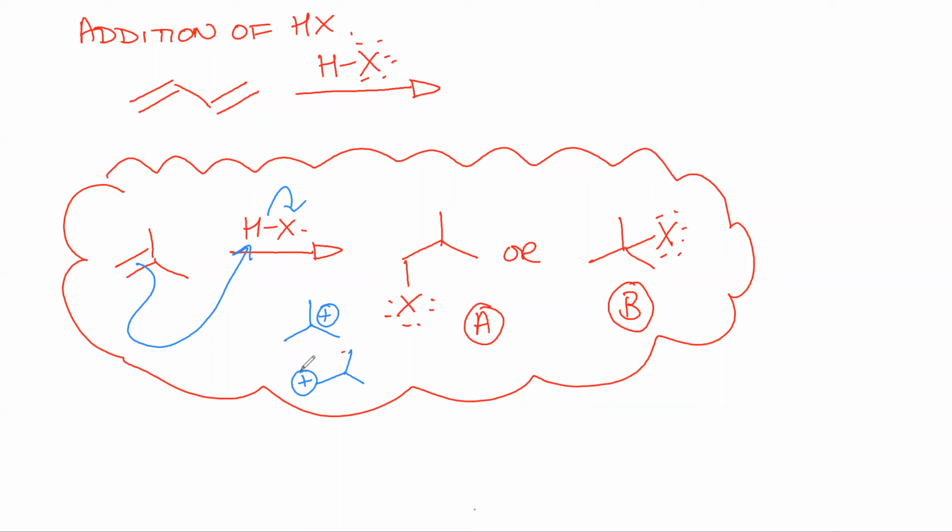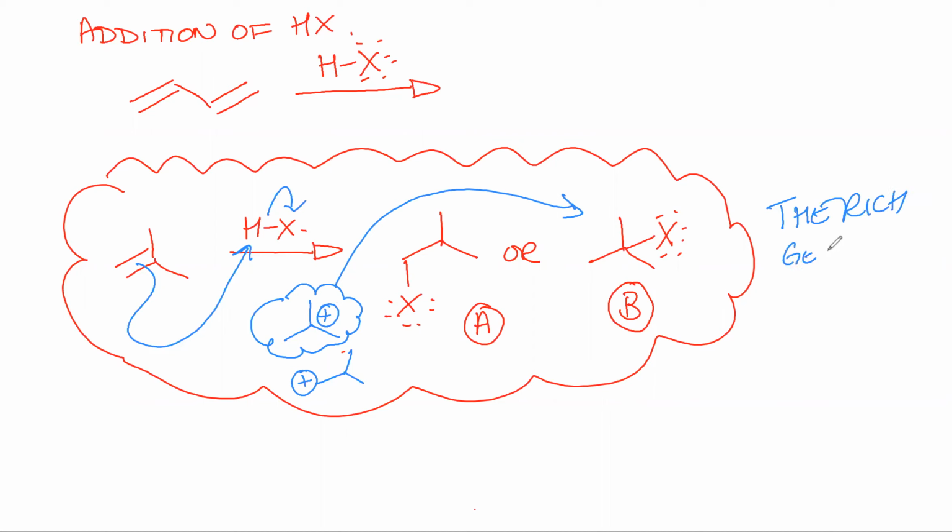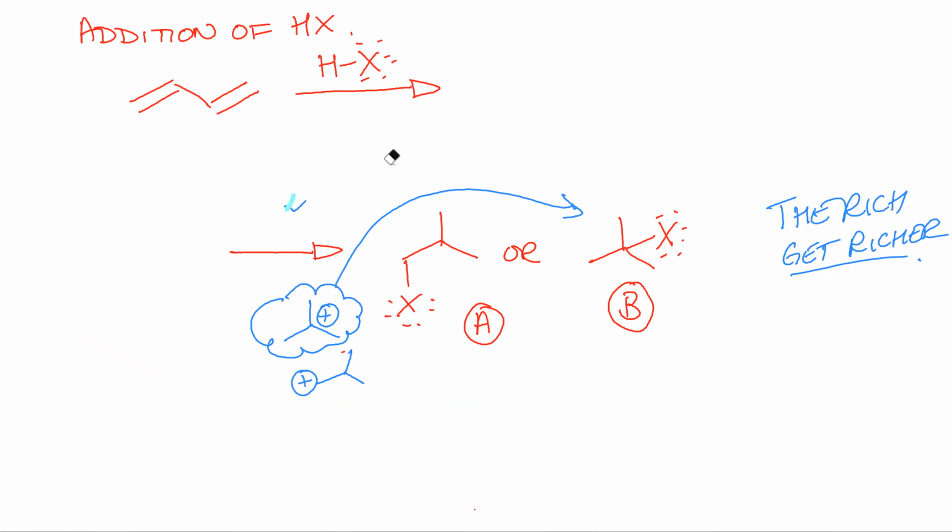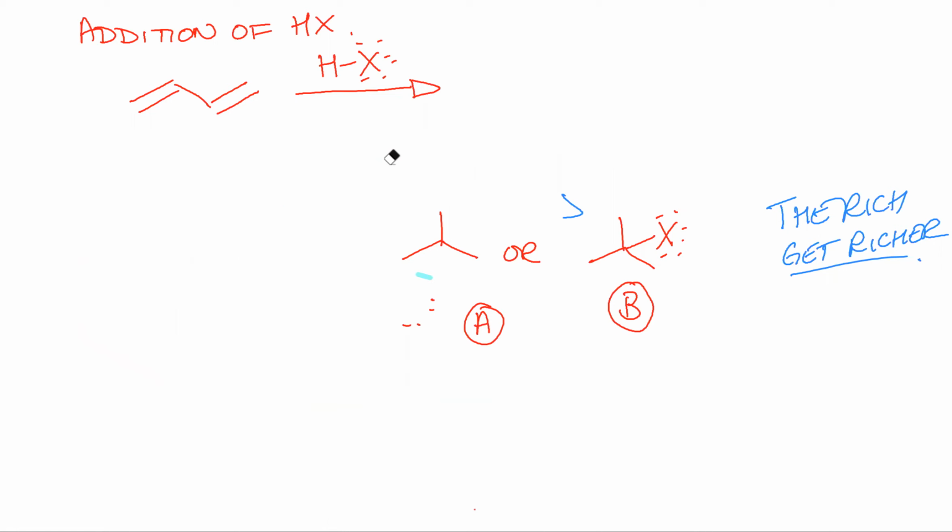So this is basically Markovnikov's rule. We form the most stable carbocation, so that would arise from this intermediate. So that forms B. Okay, so with the addition of HX, this was the rich get richer. Let me erase some of this stuff. So we did that before, rich get richer.